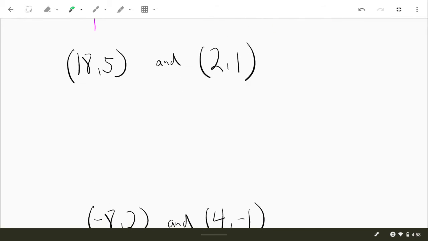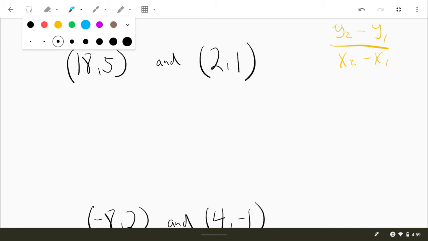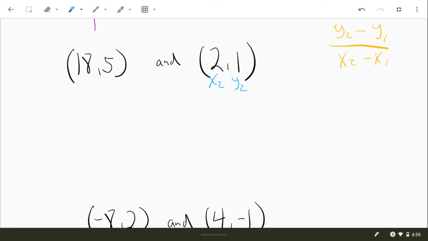The fancy formula that they give you, let me write it out. It's y2 minus y1 over x2 minus x1. That just means you're subtracting the y values over the x values. Here y2 and x2 represent one ordered pair, and x1, y1 represents the other ordered pair. It doesn't matter how you label it.